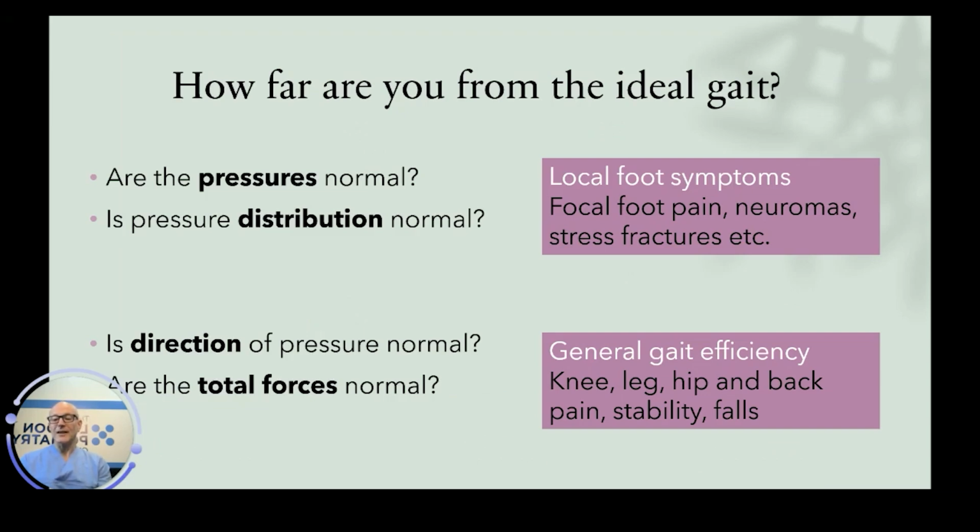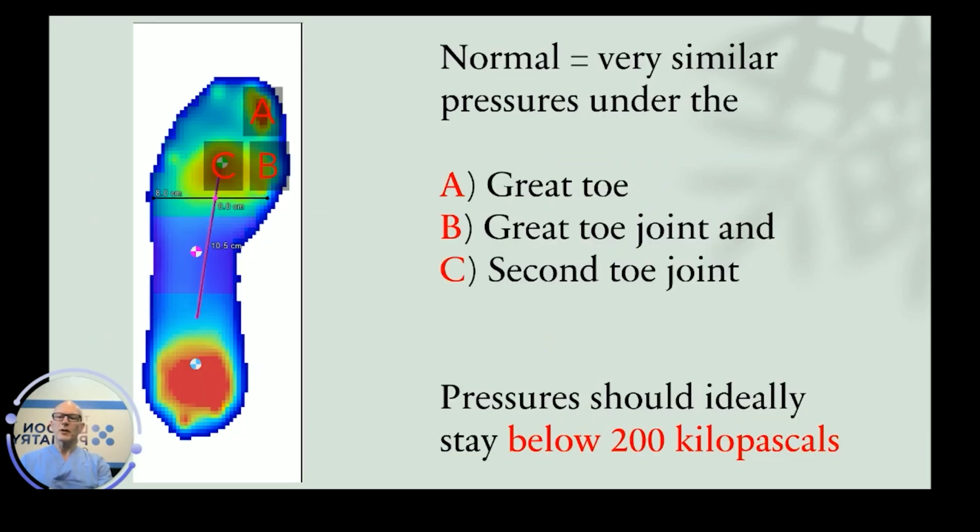So what are we looking at and what are we trying to achieve? Well, the first thing we look at: are the pressures normal under your foot? I don't just mean how high they are, but are they distributed normally? The second one is the direction of pressure. We call this the center of pressure trajectory. Is that normal? And then finally, the total force, the total load going through your body via your foot. Is that efficient? Is that normal? So the first bit I talked about, when we look at the distribution and amount of pressure, we want the pressure to be about the same between A, B, and C. Okay, and the duration is also reasonably similar, a bit shorter on A.